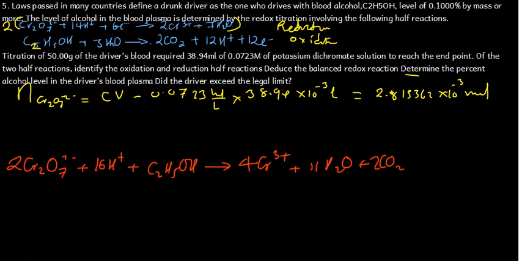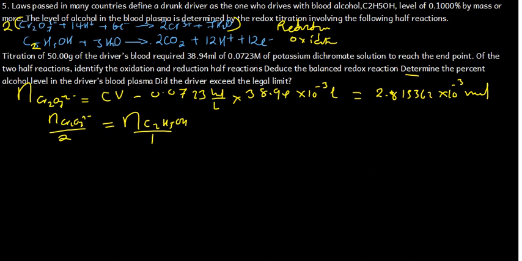After finding the moles, remember, we want to determine the percentage of alcohol level in the driver. What we need to use to determine that is the alcohol which was gotten from the driver's blood plasma. Now we can see that for the number of moles of Cr2O7 2 minus, the coefficient is 2. It should be equal to the number of moles of C2H5OH over 1, the number in front.